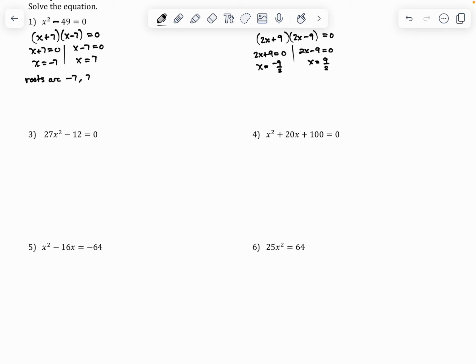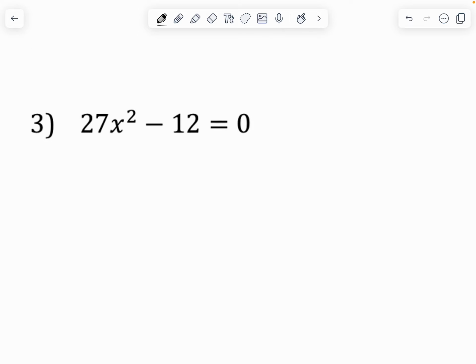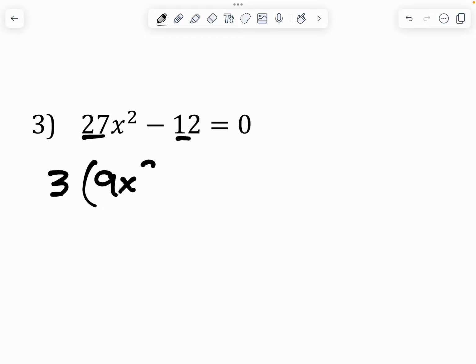Okay, number 3. Remember, look for greatest common factor first. Does this have a greatest common factor? I'm going to assume, because it has some bigger numbers, that it probably does. So we can take a 3 out of both of those. When I take out a 3, I'm left with 9x squared minus 4 is equal to 0.